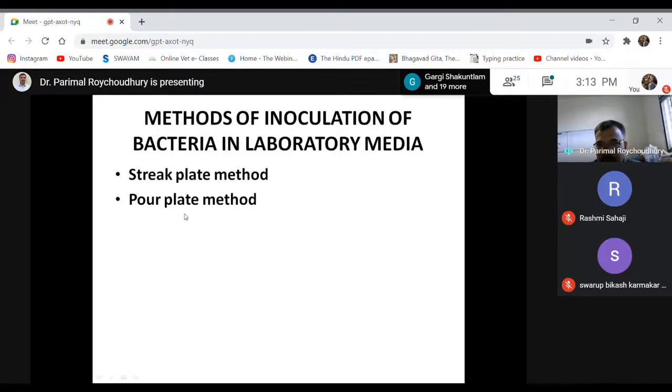Another method is called the spread plate method. Some laboratories prefer this method also, but spread plates are basically used for counting the bacterial load in a specimen. But for isolation purposes, the most commonly used method is the streak plate method.